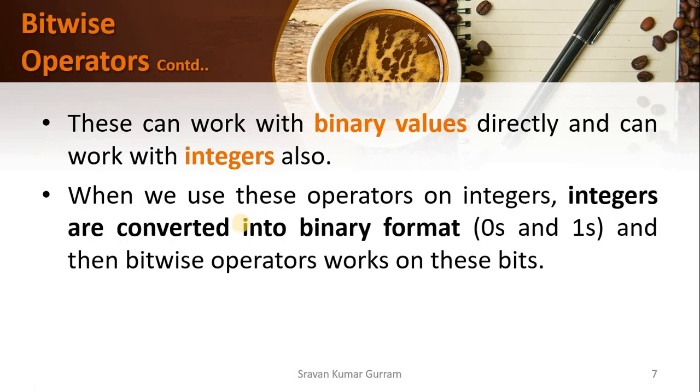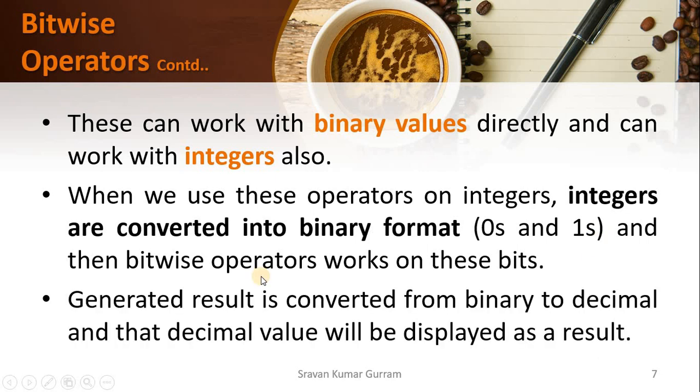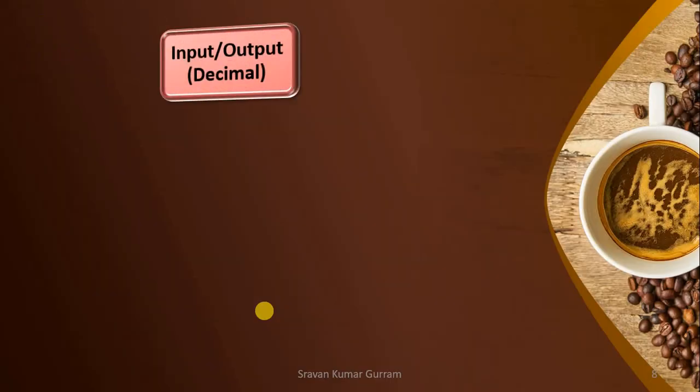When you take the values in the form of integers, internally the integer values will be converted into binary format, that is zeros and ones, and then the bitwise operators work on those zeros and ones. After implementing the bitwise operator, the result is generated internally. Again, that binary result will be converted into decimal. See this, the points will be clear to you.